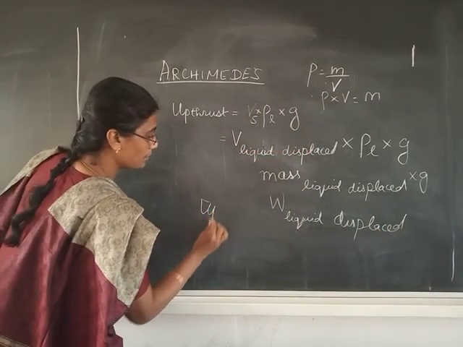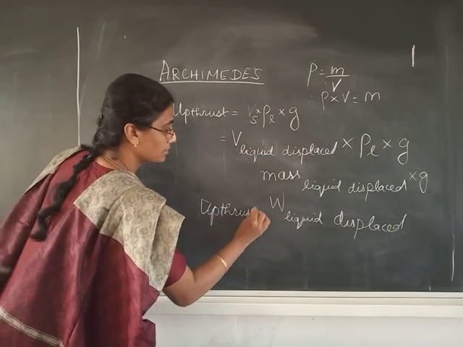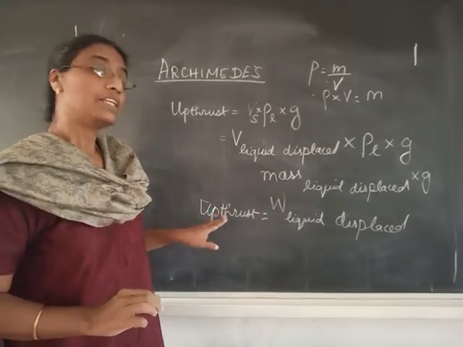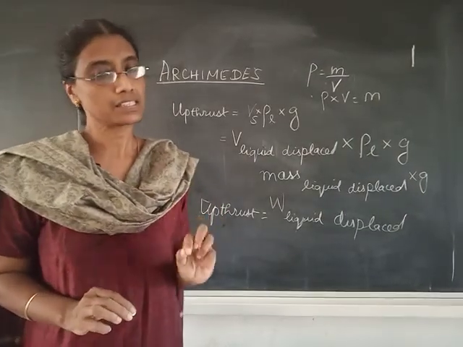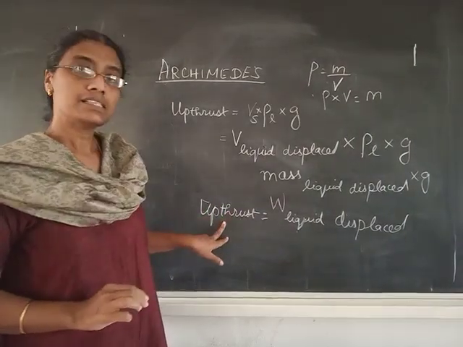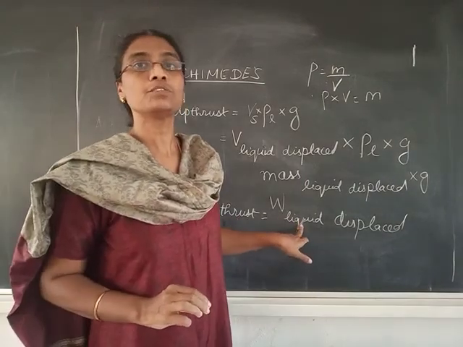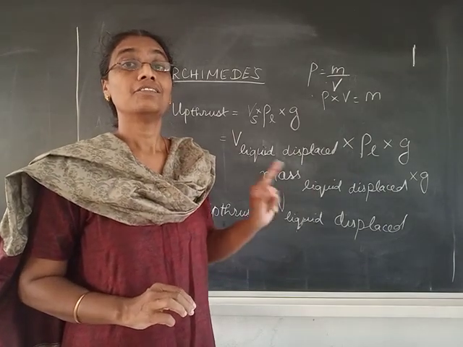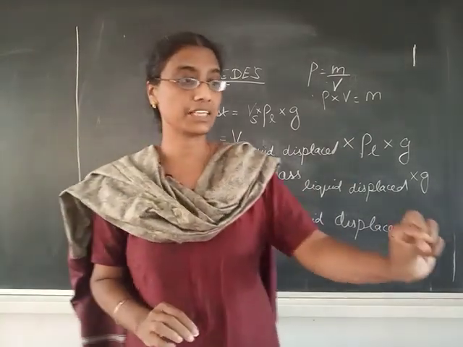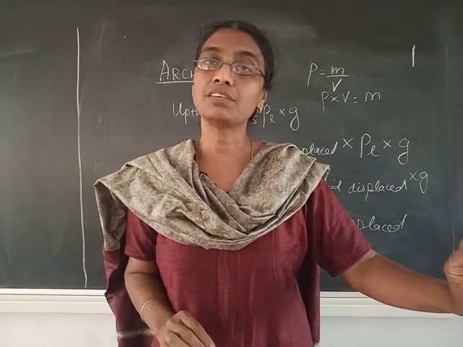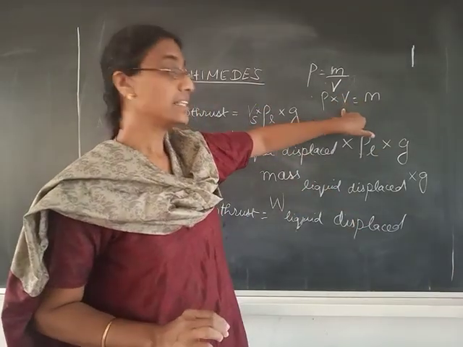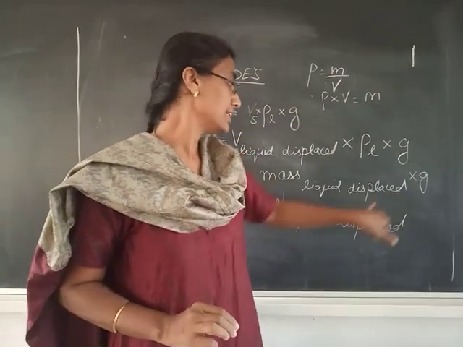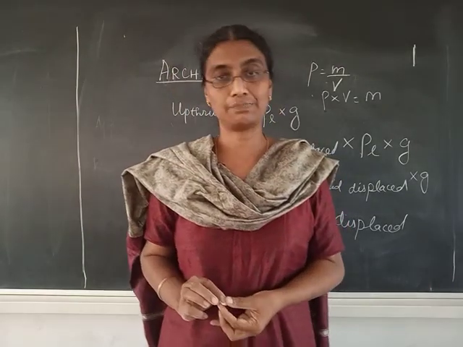So upthrust is equal to, this is what Archimedes principle says. According to Archimedes principle, whenever a body is immersed in water partially or completely, it experiences an upthrust which will be equal to the weight of the liquid displaced by it. Just try to understand: weight of the liquid displaced by it. It will displace some liquid, that will be its volume. If I multiply that with density, that will give me the mass. If I multiply that with g, it will give me the weight of liquid displaced.